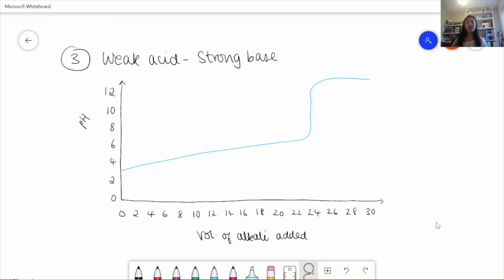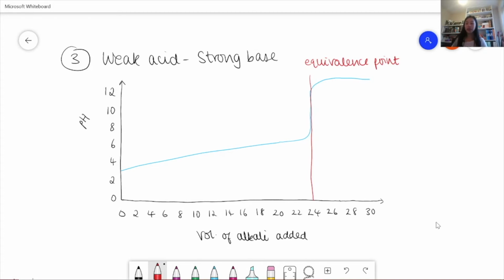So the third curve we're going to look at is a weak acid strong base curve. And so we've started off with a weak acid, and that's why the pH at the start is a bit higher, so it's around 3. And then the pH increases gradually as we add the strong base. And again, this time at around 24, we then get the equivalence point where the pH increases significantly. And then the pH levels off at around 12-13, indicating that it's a strong base.